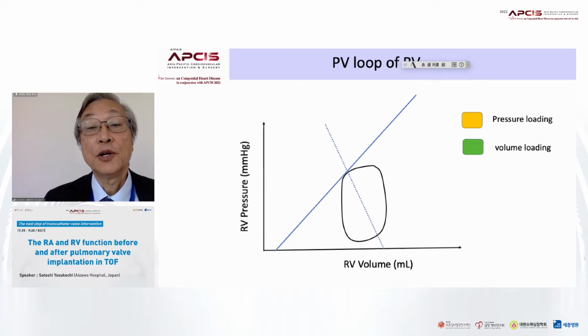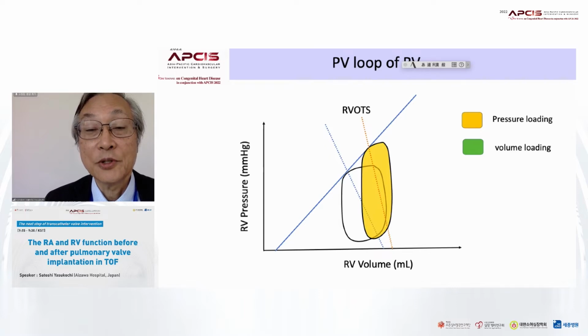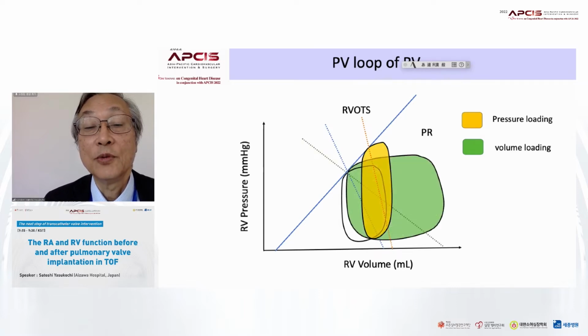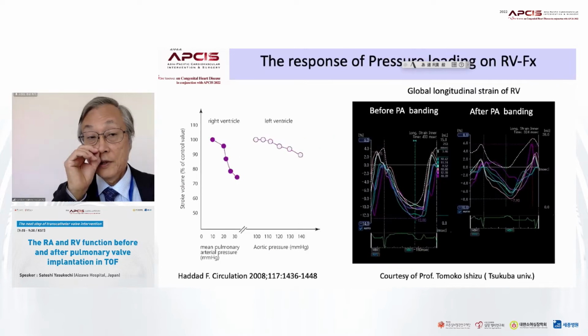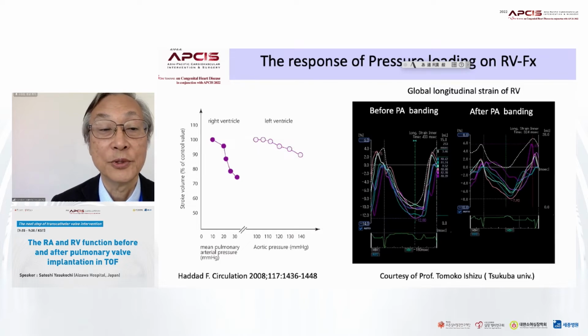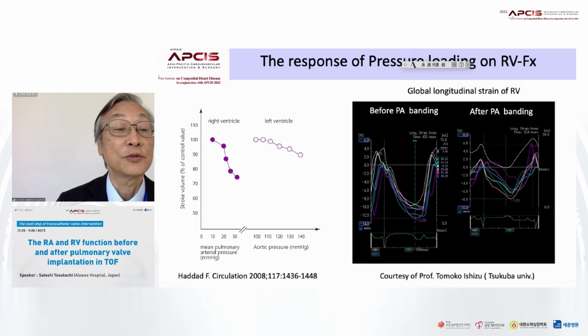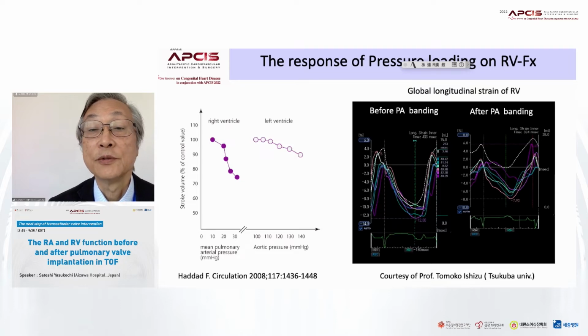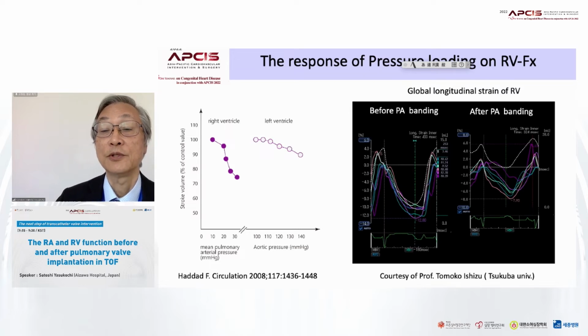This is the pressure volume loop of the right ventricle in a normal one, then with pressure overload, and then volume overload. The right ventricle also tolerates pressure overload poorly. So, compared to the left side, if pulmonary artery pressure increases, stroke volume declines easily in the right ventricle compared to the left ventricle. The right panel shows the global longitudinal strain of the right ventricle before and after PA banding. After PA banding, the same ventricle shows a reduced strain rate.